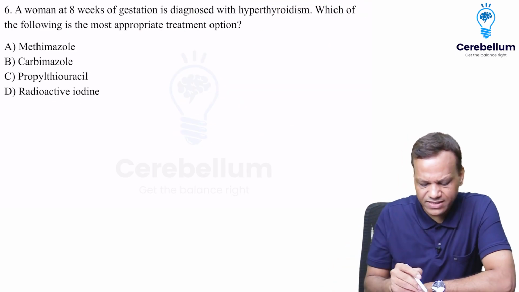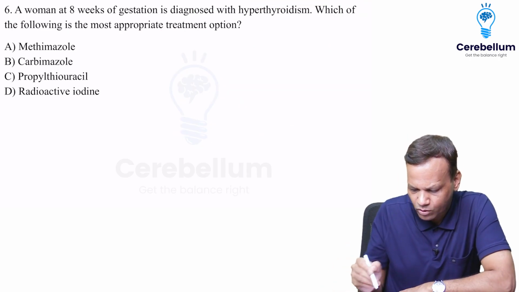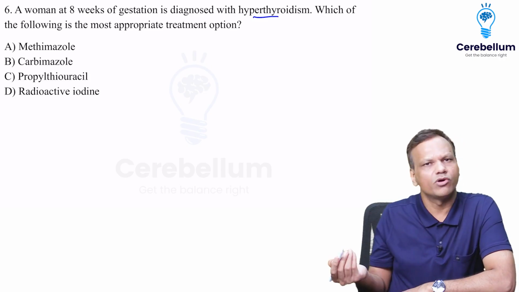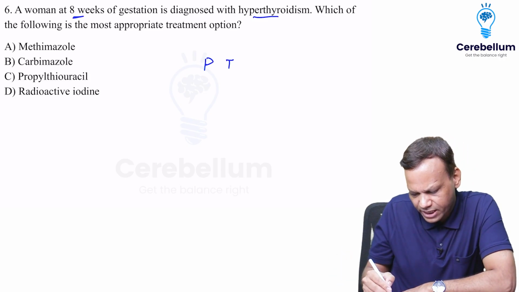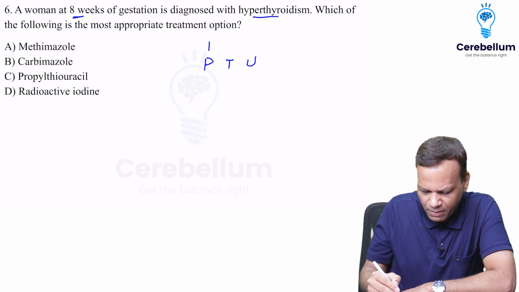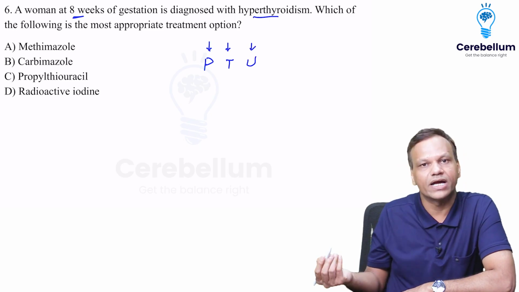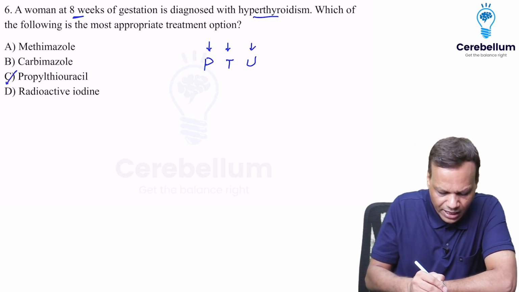Okay. A woman at 8 weeks of gestation is diagnosed with hyperthyroidism, which is easy. 8 weeks means first trimester, and we already discussed several times, PTU is to be used in the first trimester. So the answer is propylthiouracil.